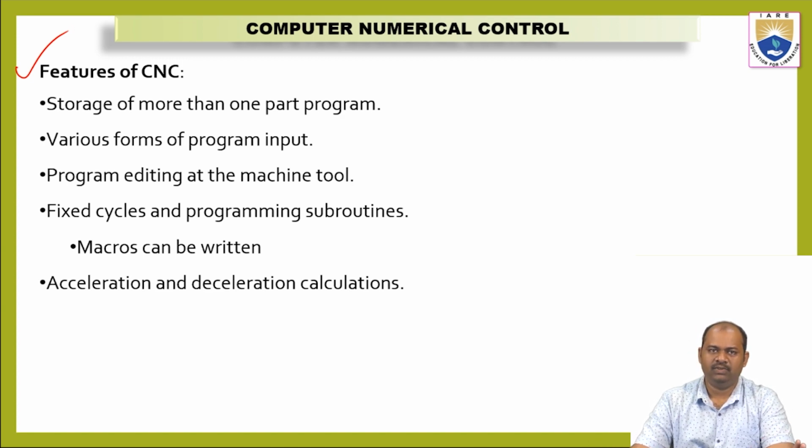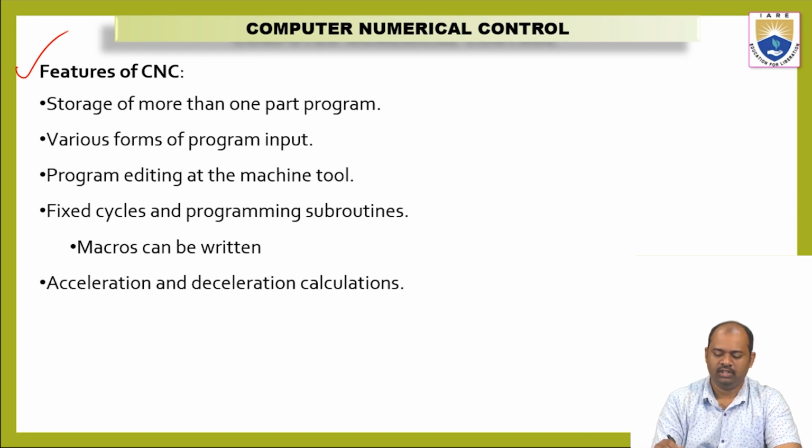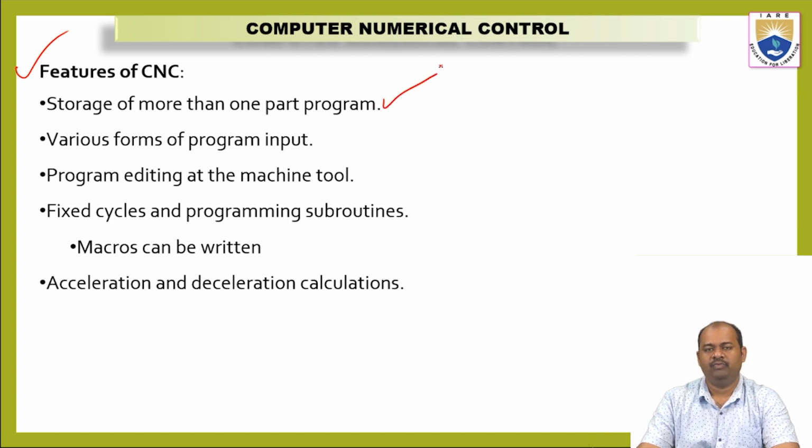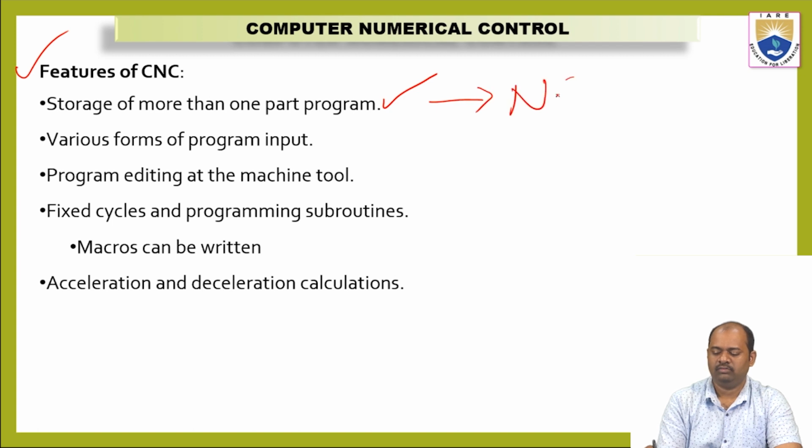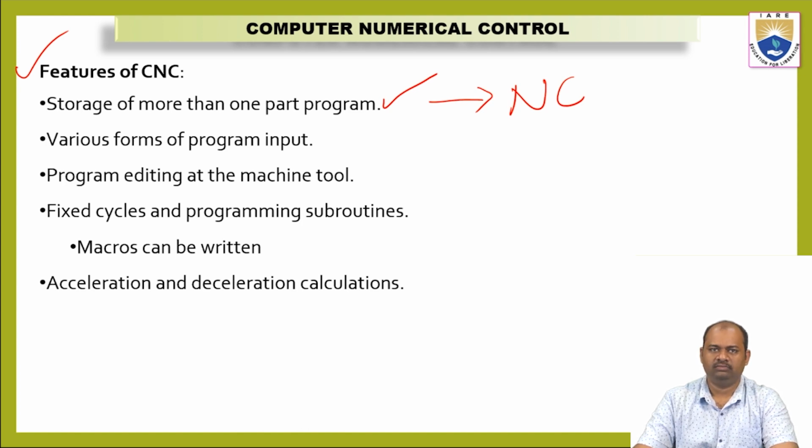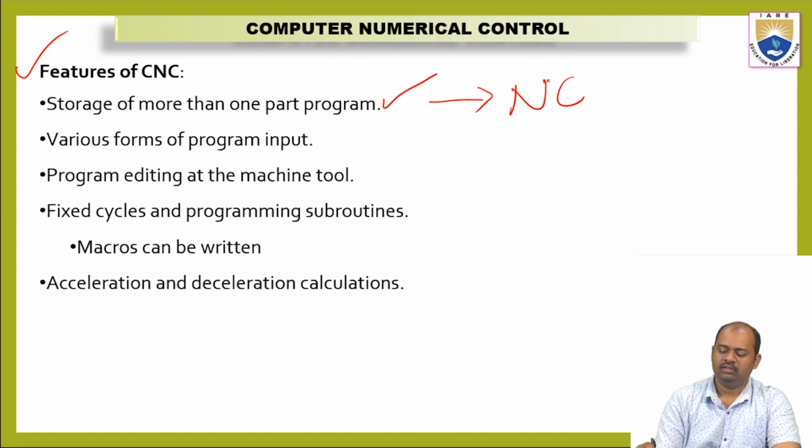We have studied what a computer numerical control system is, where we can give a program and make the machine work. Along with this general processing, we have some other features of any CNC machine. The first one is storage of more than one part program. This is the first advantage compared to an NC machine. Because we are using a computer here, we can store more than one numerical code. Back in numerical control machines, we can store only one program.